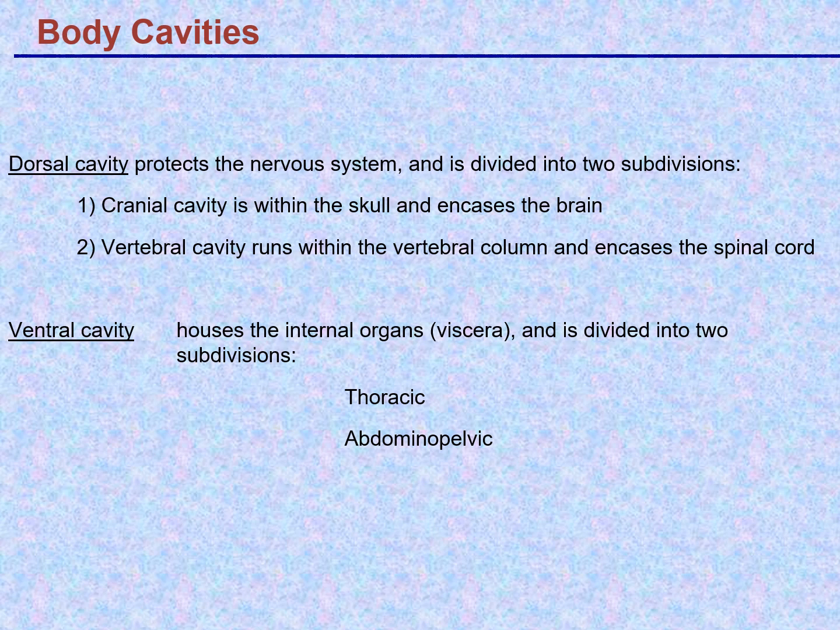which, of course, is the nerve tissue that runs down the middle of your back, right beside the vertebral column. The ventral cavity, which is more ventral or anterior, contains the major internal organs, which are also called the viscera. There are two subdivisions: the thoracic cavity and the abdominal pelvic cavity. The abdominal pelvic, by the way, can be further divided into abdominal and pelvic cavities. And we'll see these on the next slides.